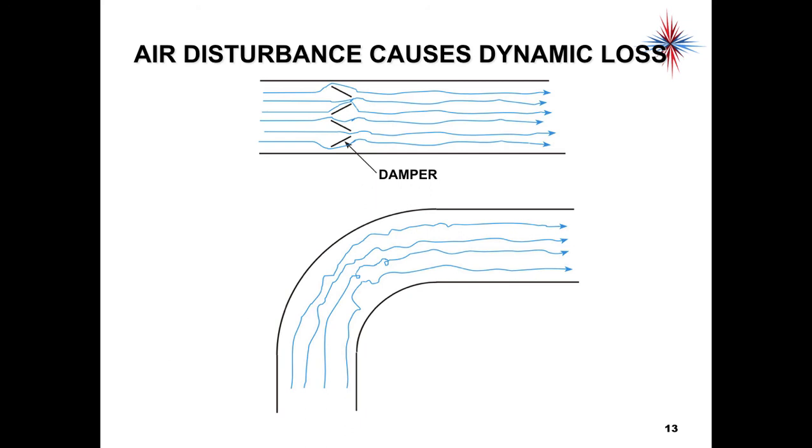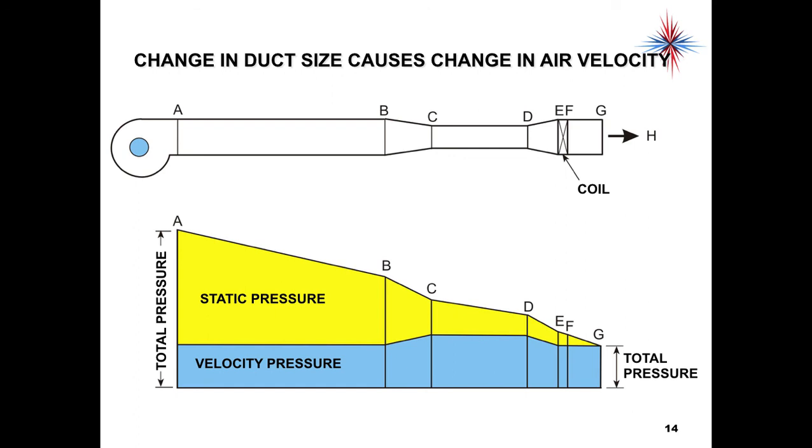Changing duct sizes can cause a change in air velocity. Now, sometimes we do this on purpose. If I maintain air velocity and reduce the size of the ductwork, I can actually increase my static pressure. So playing with the size of ductwork as my main run goes from one side to another, I can change the velocity pressure, I can change the static pressure, and I can change the total pressure.